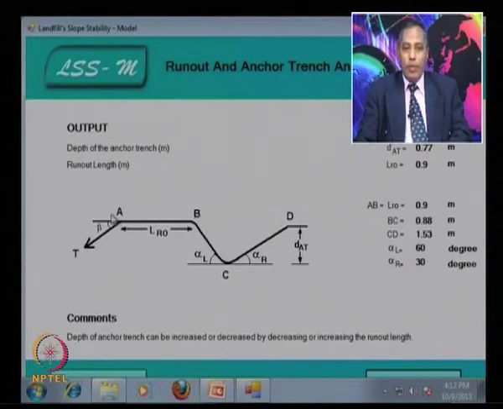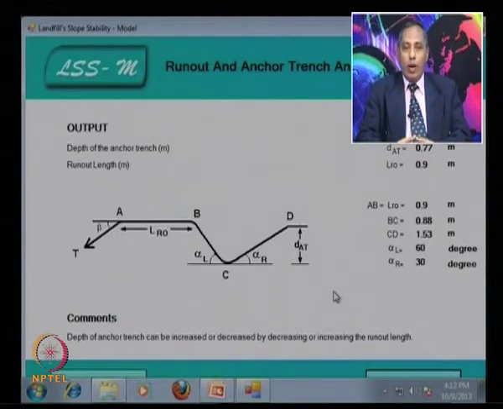So, in case of V shape, this is AB, that is the runout length LR0, which is 0.9 meter. You can calculate BC also, 0.83 meter. This is CD, equal to 1.53 meter, and also DAT, this depth, is 0.77 meter, and also alpha L is 60 degree and alpha R is equal to 30 degree. So, the depth of the anchor trench can also be increased or decreased by decreasing or increasing the runout length.